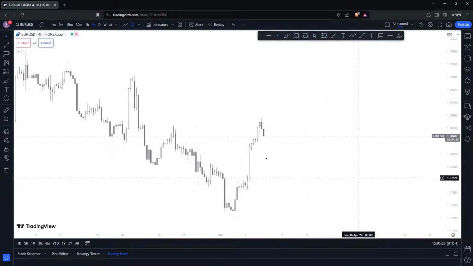Okay, so what's an engulfing? An engulfing is basically the last push or the last move before the price turned in the original direction.